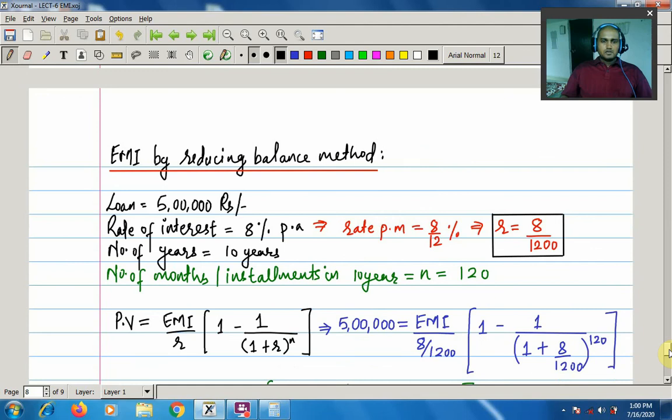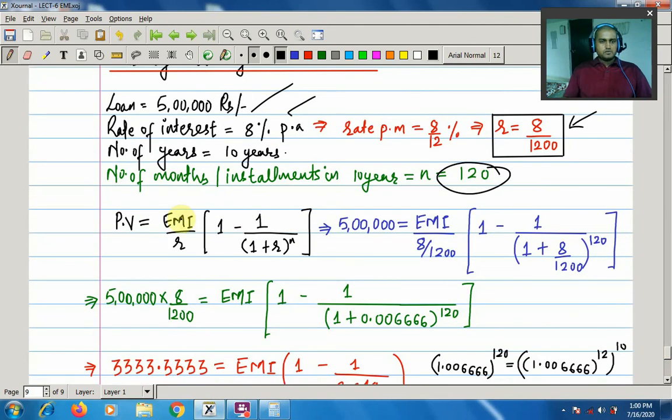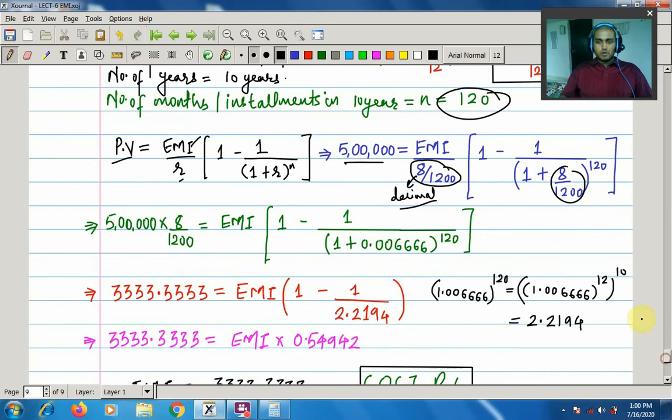Now let's look at the reducing balance method. This is the loan, this is the rate. We need to convert it to monthly, month-wise. This is the same. Now time to look at the calculations. So present value is 5 lakh. EMI we need to calculate. R is 8 upon 1200. If you want, you can convert it to decimals and do the further calculations. I have kept it as it is. So 1 upon 1 minus 1 plus R to the power 120. So this time we are handling the power 120.